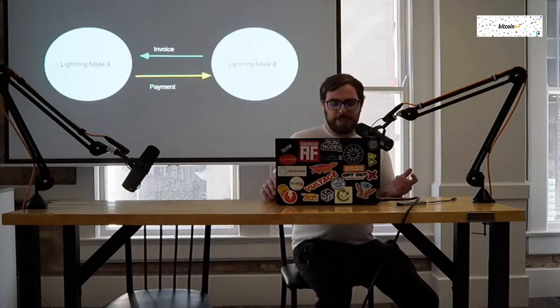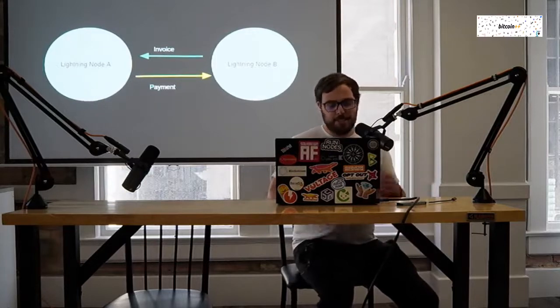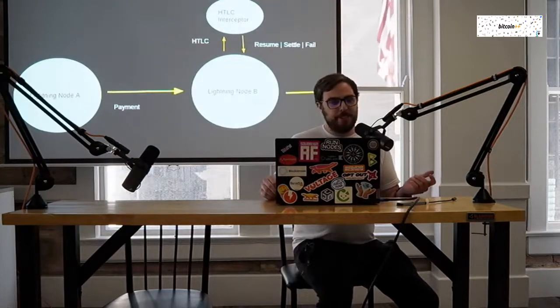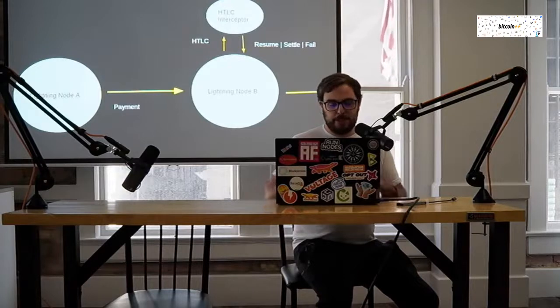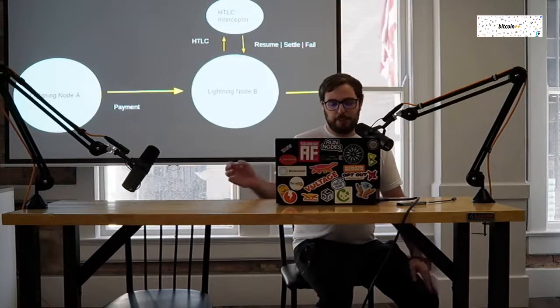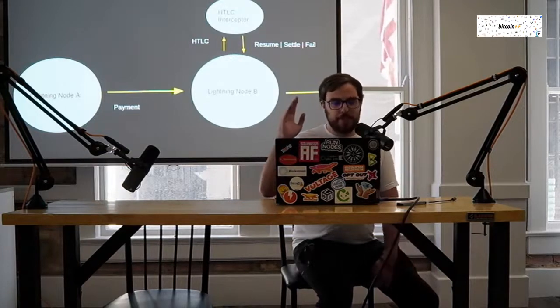Typically in Lightning, you have a Lightning node. It gives an invoice, and then the other one pays it, a simple flow. We've all done this before. But we're going to introduce something called the HTLC interceptor that lets you do a way around this. What this does is basically every single payment that tries to go through your node, whether it's a normal payment or a routed payment, will be sent to this HTLC interceptor.